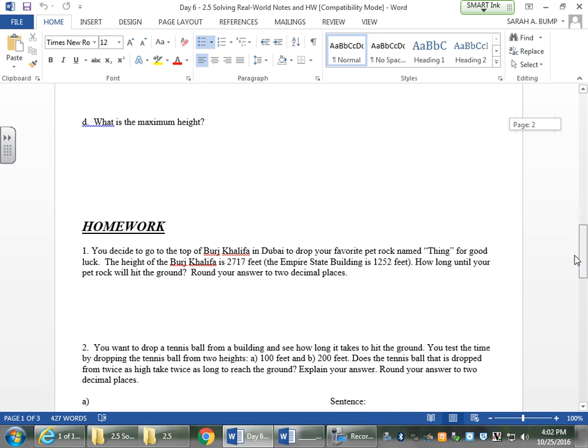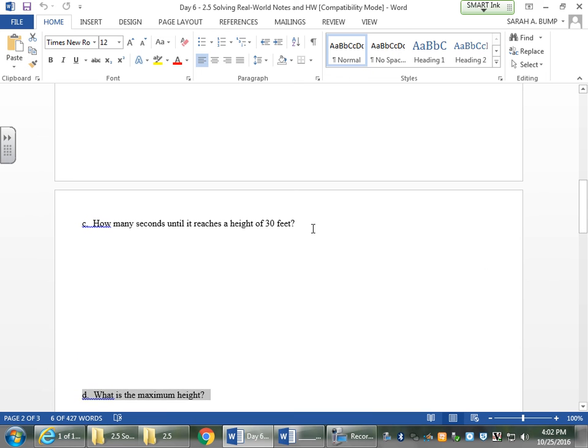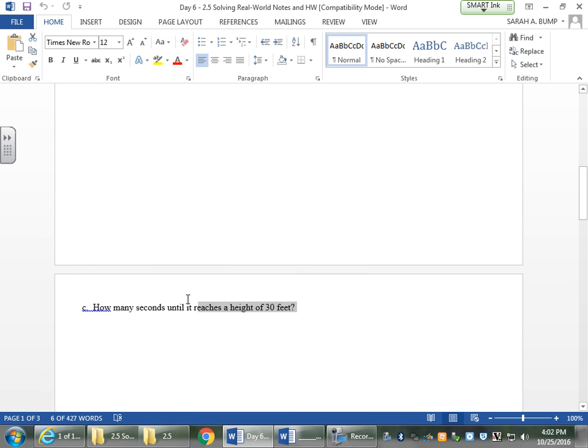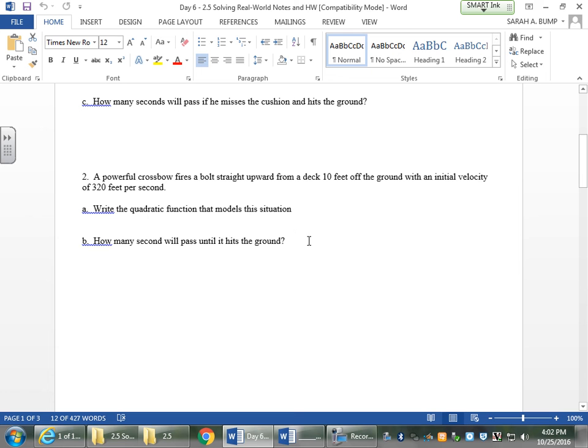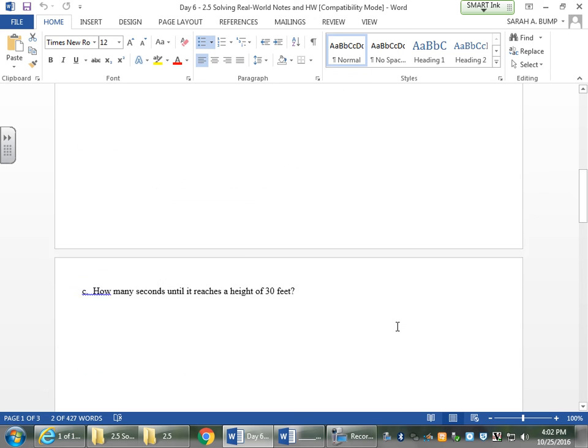If it's asking for the highest, the most, the maximum, it's a vertex. That's completely unrelated to trying to find questions like in part B and C, where find it till it reaches a height of 30, or when will it hit the ground. That's solving for not the vertex, but other points, and we find those other points either using the square root method, factoring, or quadratic formula. If it's throwing, you're going to do quadratic formula. If it's falling, you're going to do square roots. And if for some reason I give you an equation that's factorable, then you could try that method as well.